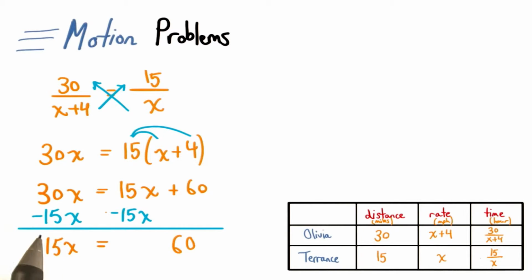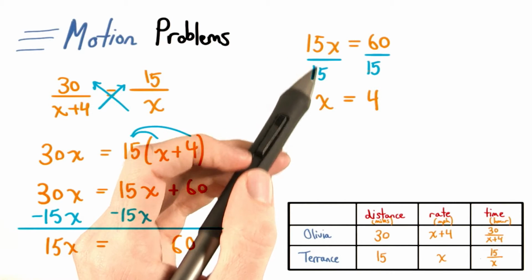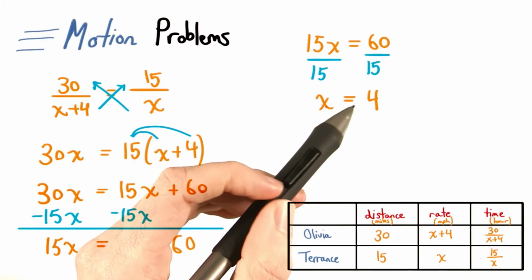We subtract 15x from both sides to get 15x equals 60. And finally, we take our equation and we divide each side by 15 to get x is equal to 4.